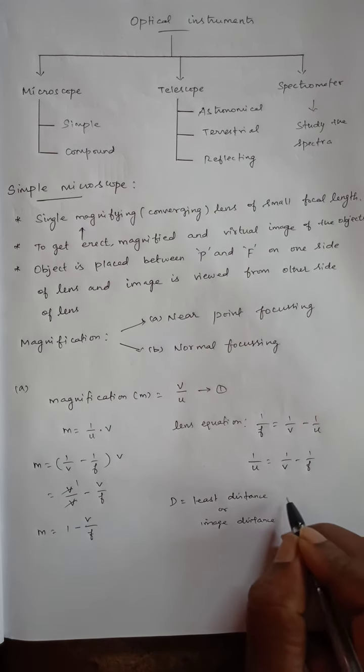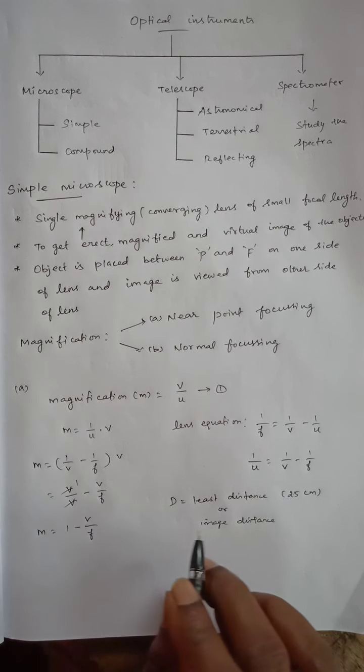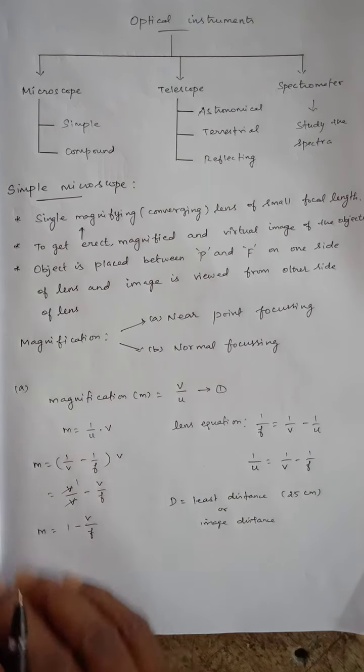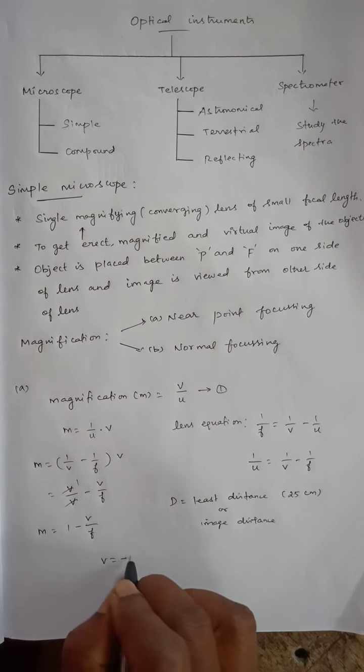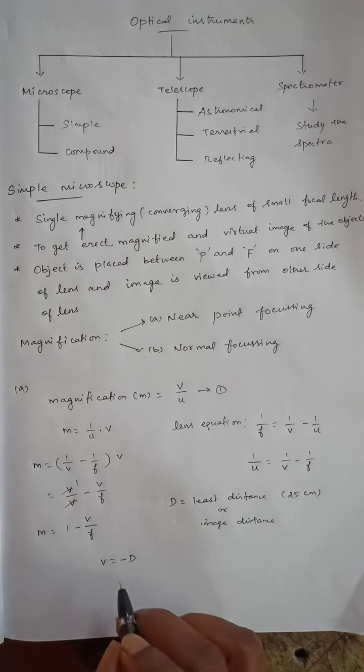So we can see the object up to 25 centimeter only. Okay, this is the meaning of d. So we place it on the left side, which means we write as what? v is equal to minus d, according to the sign convention. So we write v equal to minus d.